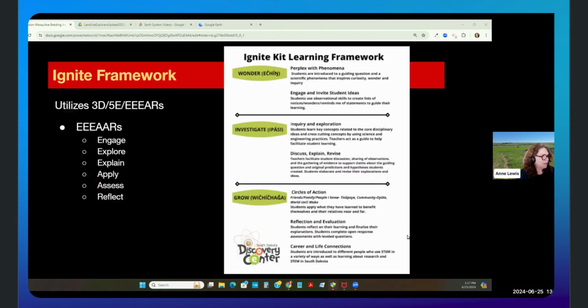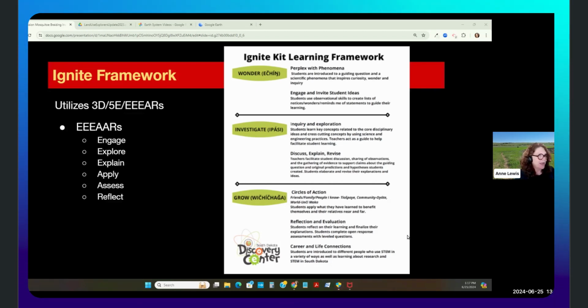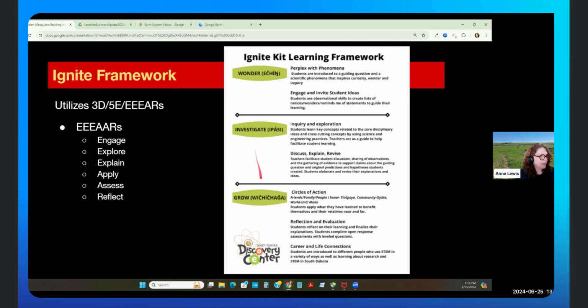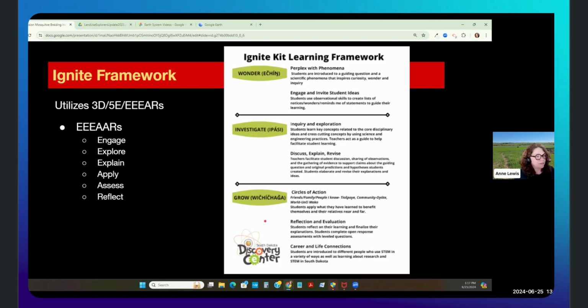All right, a little bit more about Ignite before we unpack what it looks like in this context. Ignite has a learning framework: wonder, investigate, and grow. I'm going to turn on my pointer. Here we go. Wonder, investigate, and grow. This was developed by Dr. Oatman, and it's grounded in the Next Generation Science Standards, three-dimensional instruction. If you are familiar with the 5 E's, you can also see some of that there.